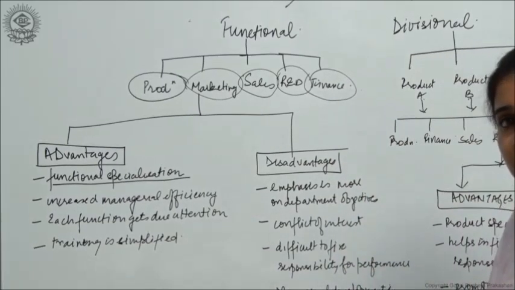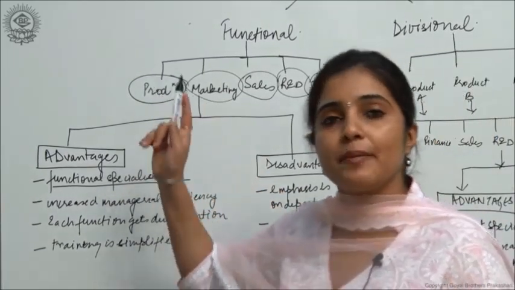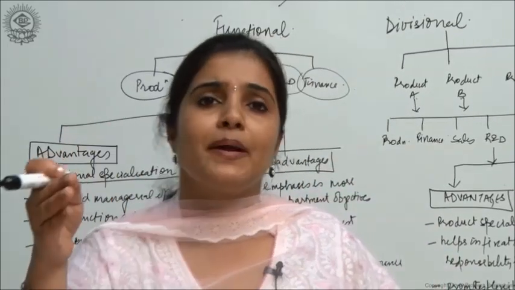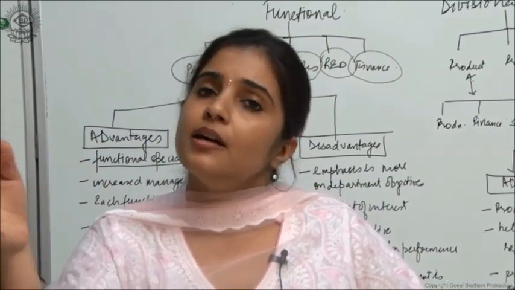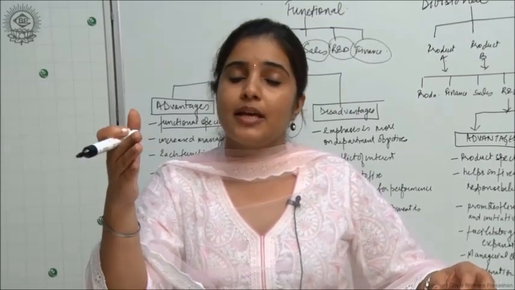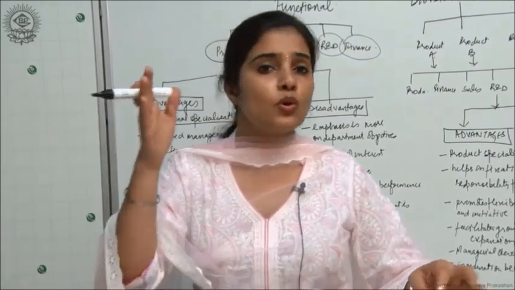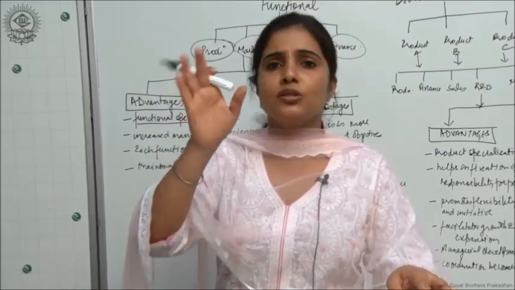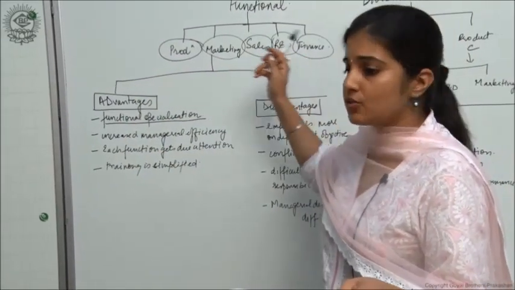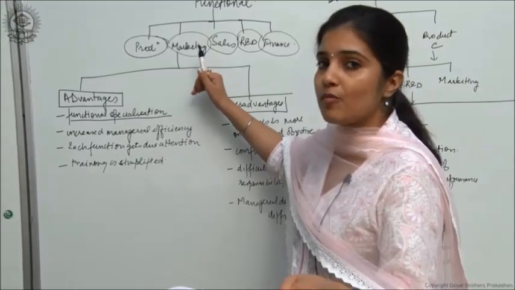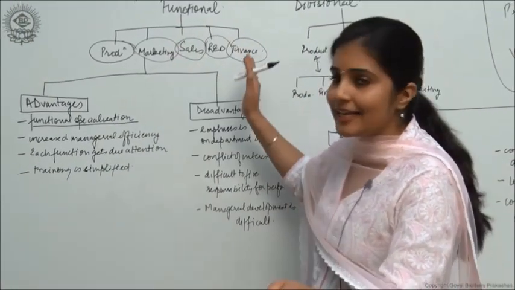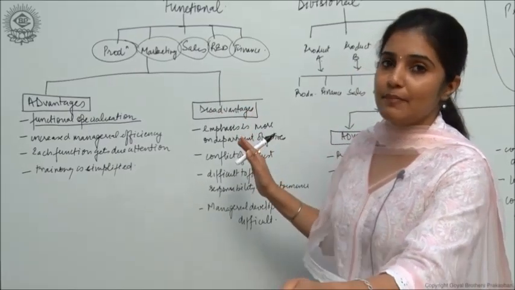How is training simplified? Because if the production department's employees need training, you only have to train them in one aspect, that is production, right? For a different department, let's say the sales department, you have to train them only in that aspect, right? No single employee is to be trained for all 5 functions. It is going to be either for production or for marketing or for sales or for finance or R&D. So your training gets really simplified.